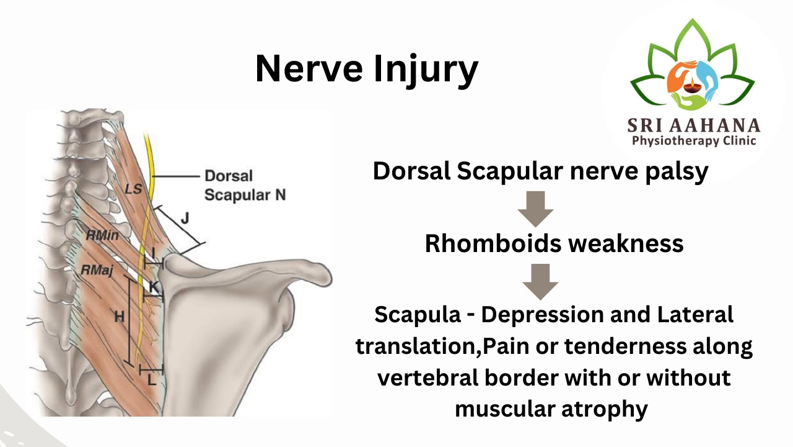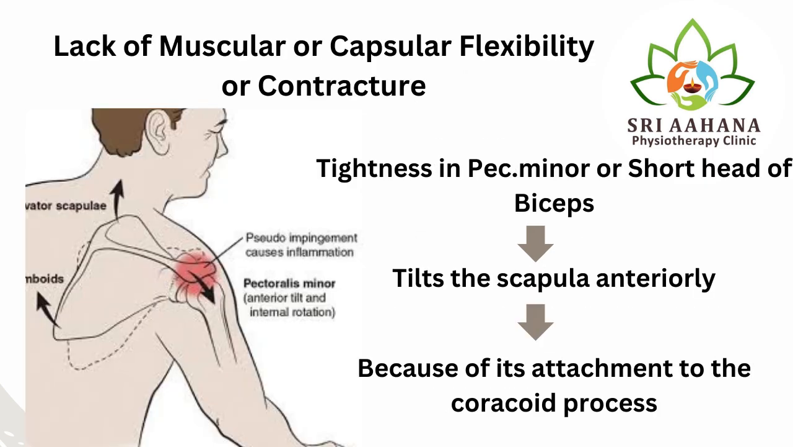Next, we have the dorsal scapular nerve palsy where there is rhomboids weakness. Here again the depression and lateral translation of the scapula occurs, and also pain and tenderness is found along the vertebral border with or without muscular atrophy.